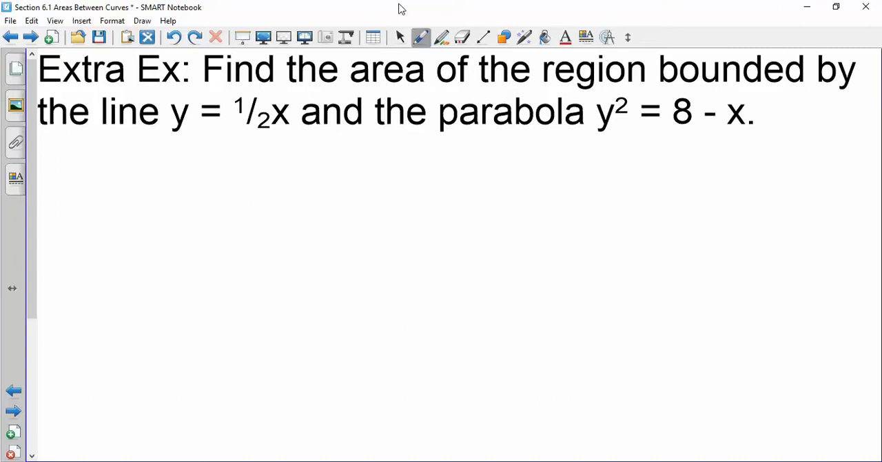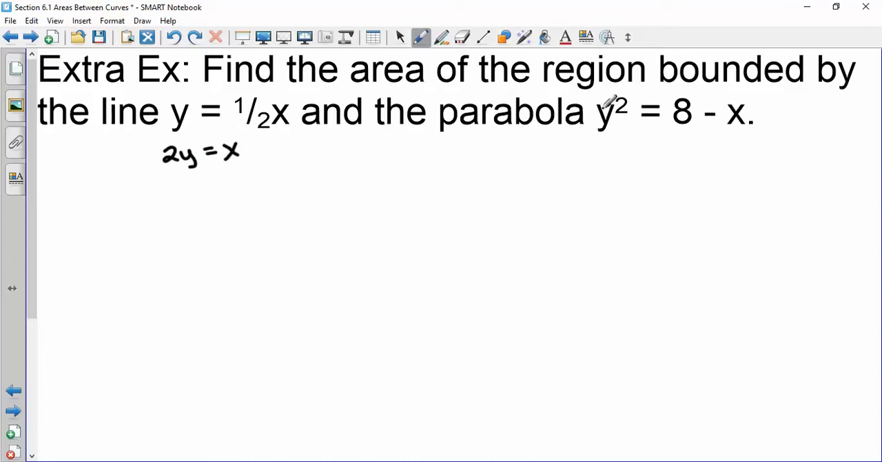So find the area of the region bounded by the line y equals 1/2 x, and the parabola y squared equals 8 minus x. So is this one where we can solve for y? No. So this is one where we will keep the y. So let's solve for x. If I wanted to get this x by itself, what would we do? Divide by a half or multiply by 2. So we get 2y equals x.